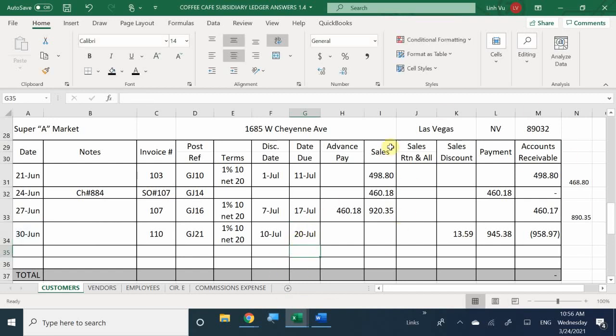Yeah. Okay. So right here, no prepaid or advance payments, but we do have a sales amount. What was that sales amount for? 533.17. 533.17, right? No payments. Oops. Wait, hold on. Where's this 13? Oh, we didn't even do that for the payment for the Super A market. Okay. Let me copy this information.